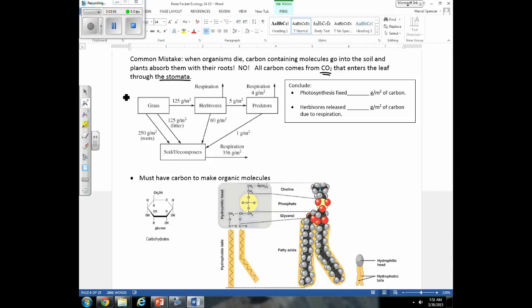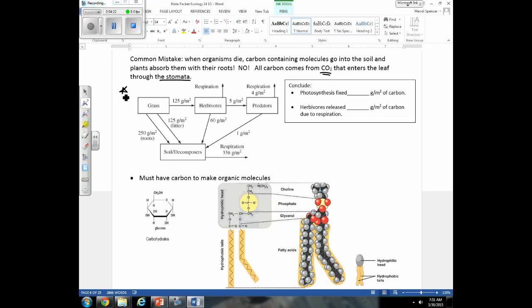You need to be able to look at diagrams similar to this and understand what is flowing from one organism to the next in an ecosystem. This is actually showing the flow of carbon through the different trophic levels, and initially this might look confusing, but the basic idea behind it is what goes in must come out. Matter cannot be created nor destroyed.